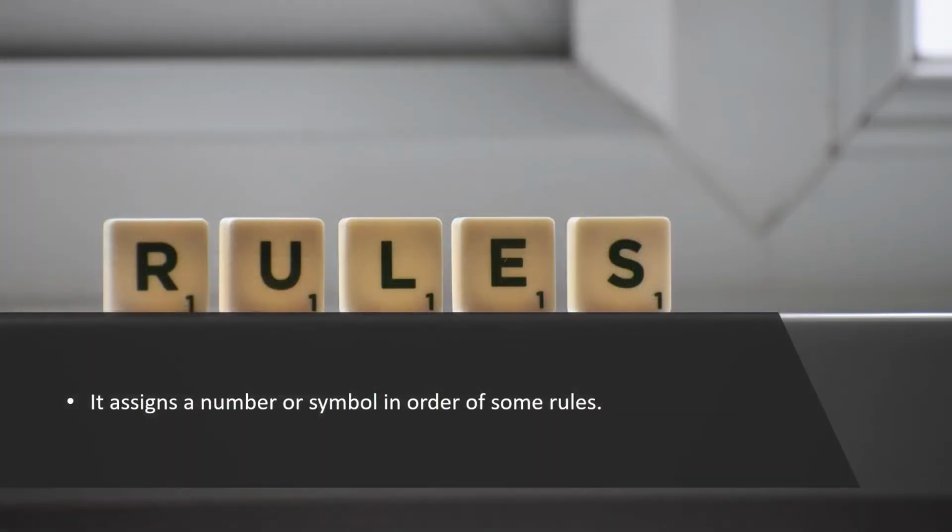Then further, it assigns a number or symbol according to some rules. So, here you see when you assign a symbol or a number, you have to follow certain rules, you have to follow certain norms. What these norms and rules are, we will discuss.